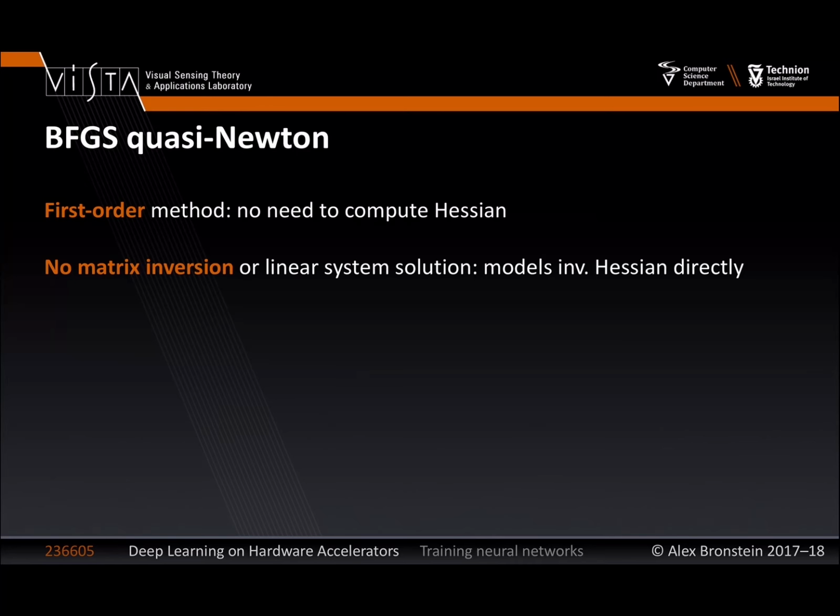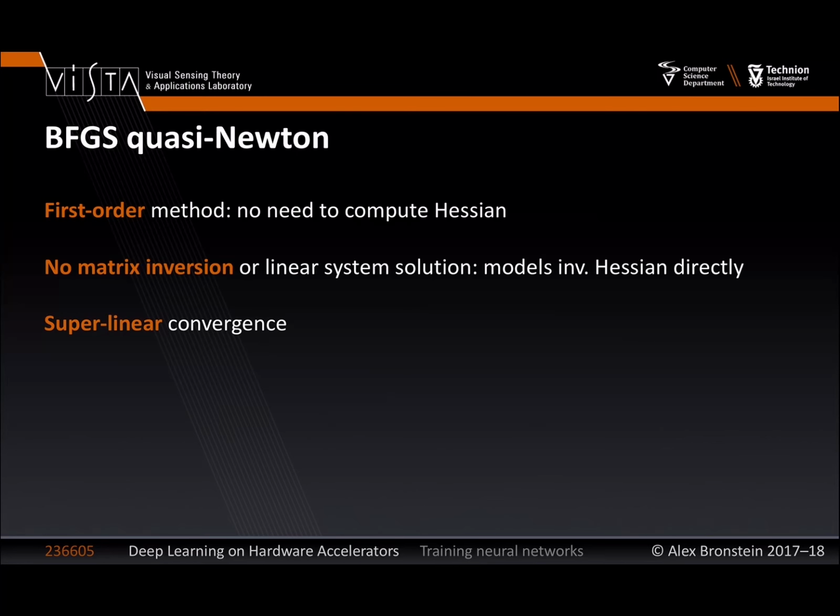Just to complete a few more things about BFGS, and then next week we'll talk about stochastic optimization. Essentially, the BFGS quasi-Newton method is a first-order method. We are never actually going to compute the Hessian. We don't even need any routines in our code that compute or numerically approximate second-order derivatives. We build a model according to the formula that I explained. And another important thing: we don't need matrix inversion. We don't need to solve any systems of equations. We model the inverse Hessian directly.